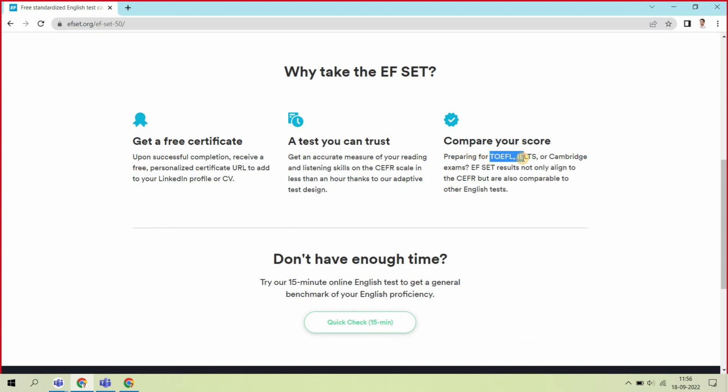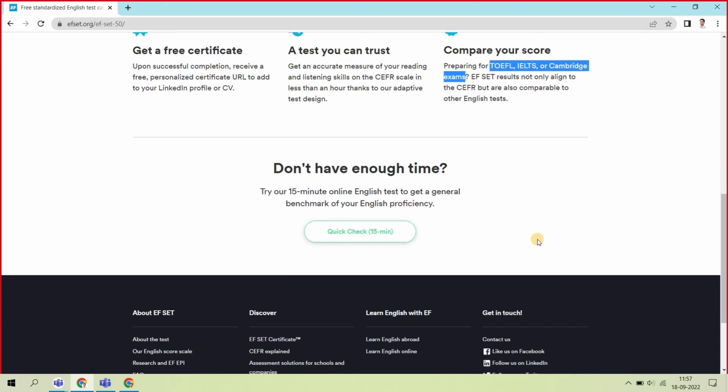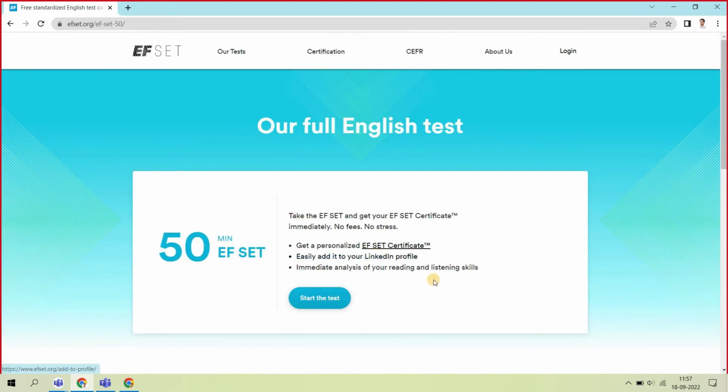Those people who are interested in TOEFL, IELTS, or any other Cambridge exams, this test will be useful for them. But I'm suggesting this for everybody who wants to know what level they are at. So for this, you have to take it. So that's it with this.